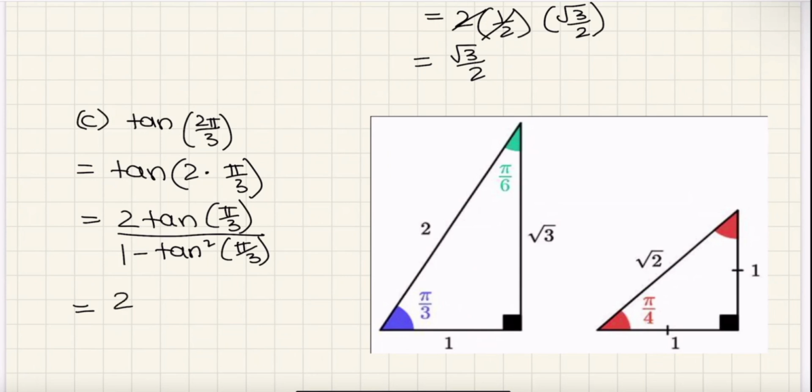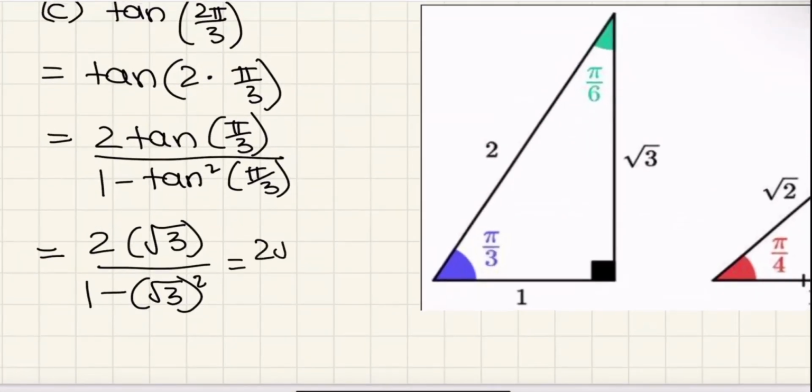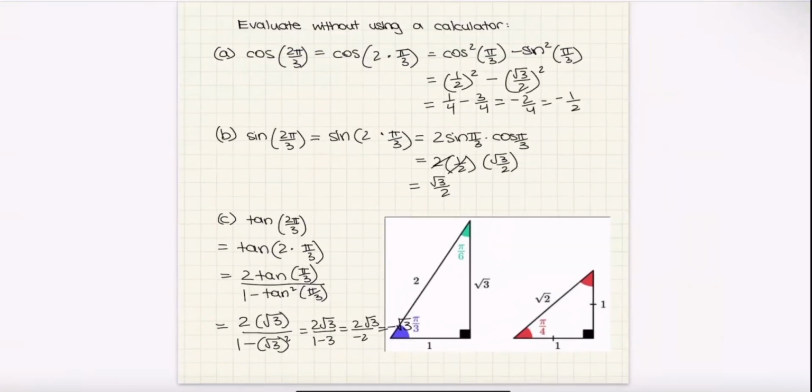So in the next step, I'm going to replace the tan pi over 3's with root 3. And then we'll just simplify this further. So this is then equal to 2 root 3 over 1 minus 3, which is 2 root 3 over negative 2, which is just going to be equal to negative root 3. So our final answer for that one is negative root 3.